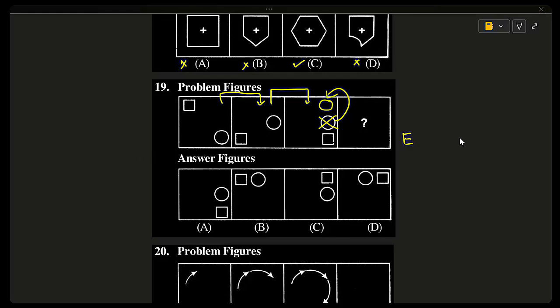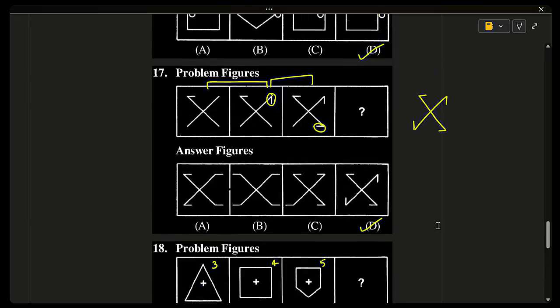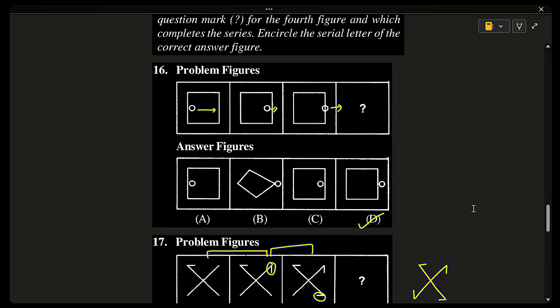Okay, sir. Charvika, what is your doubt? The 16th one? Why is the 16th one E? The circle is moving slowly to the right, right? See, the circle from here is moving right. From here it is moving right, and from here it should again move right. So it will be there in option D.